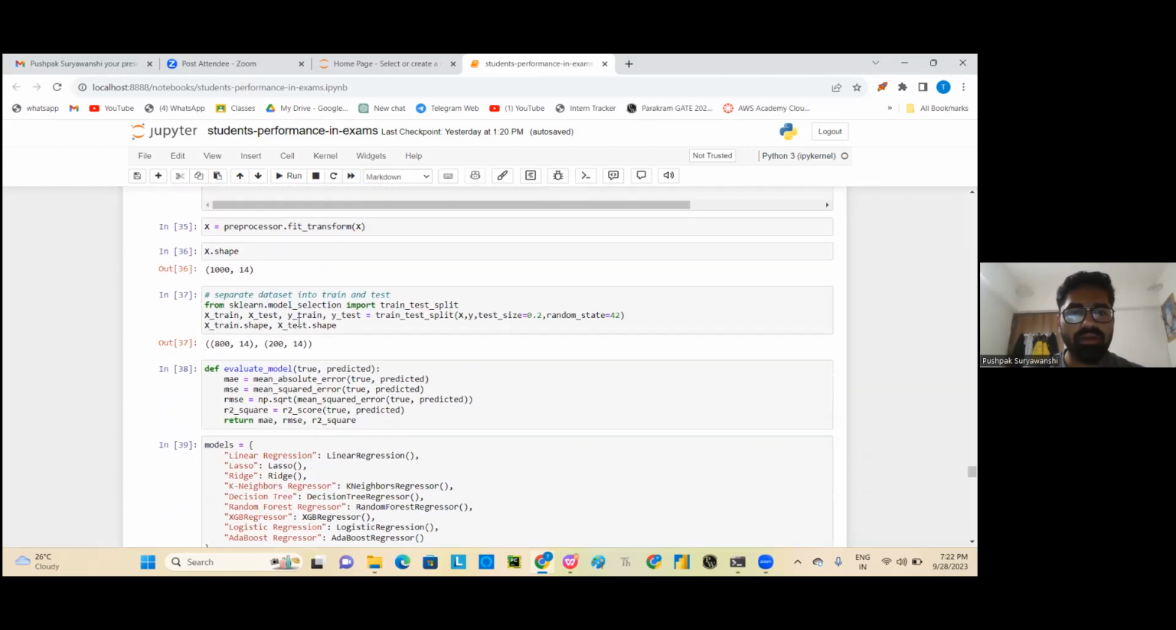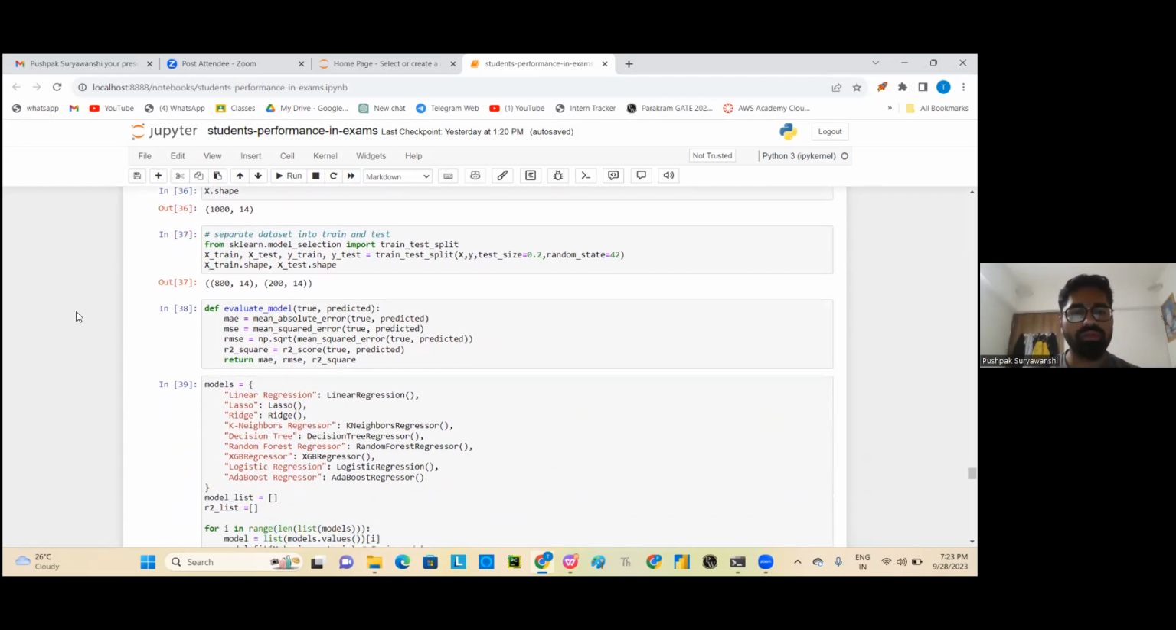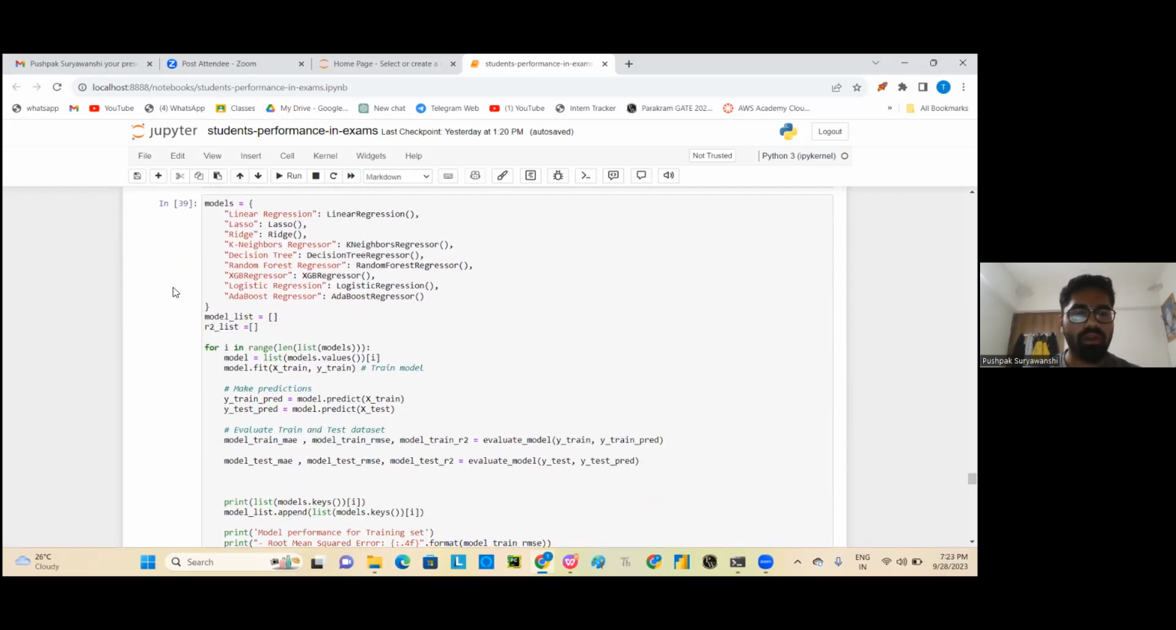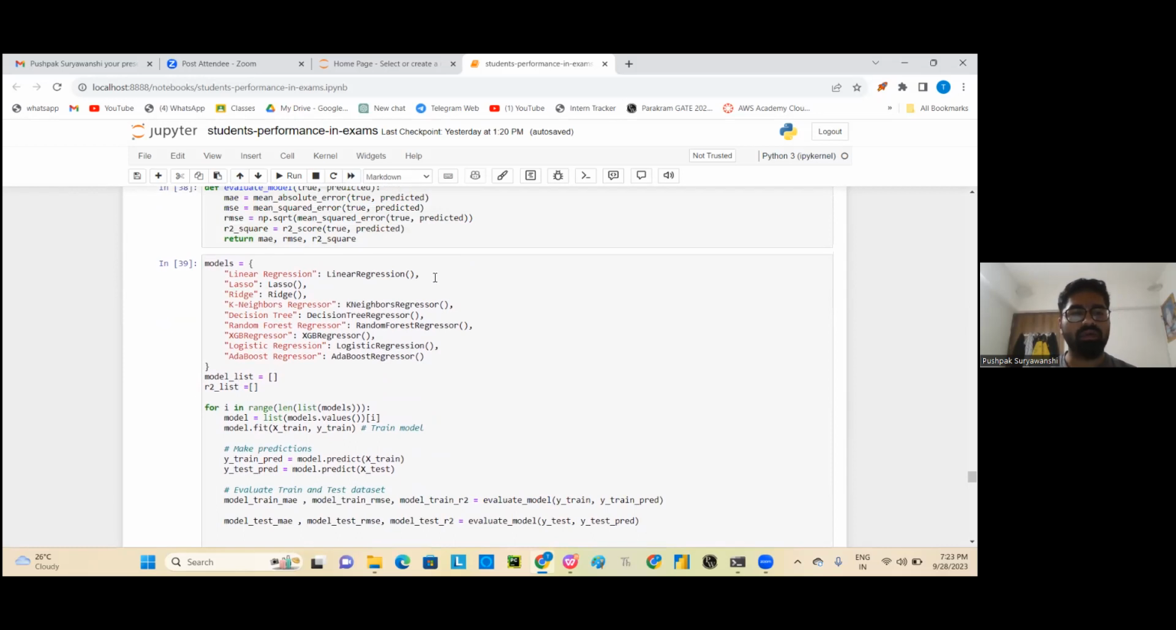Next, we split the data set into a training data set and a testing data set. The training data set is the data set on which the model is going to train, and the testing data set is the data on which we are going to test the model. Finally, based on these values, we are going to predict the testing values. So this is the function to evaluate the model. We have considered four metrics here: mean absolute error, mean square error, root mean square error, and R square error.